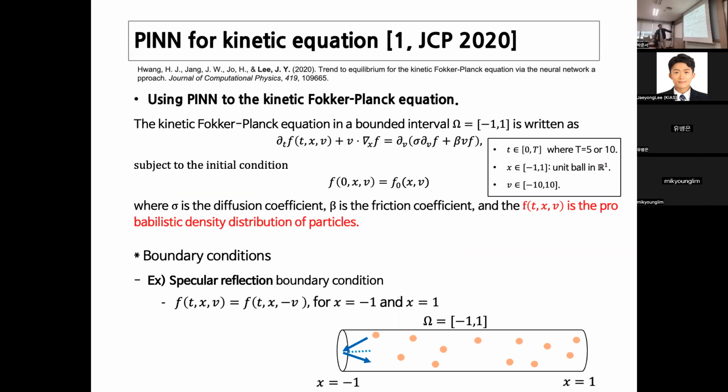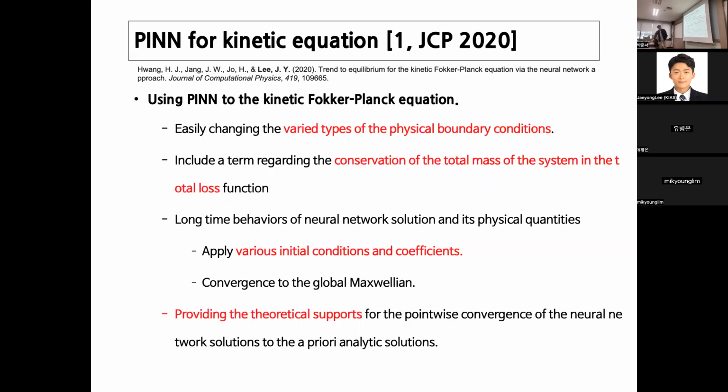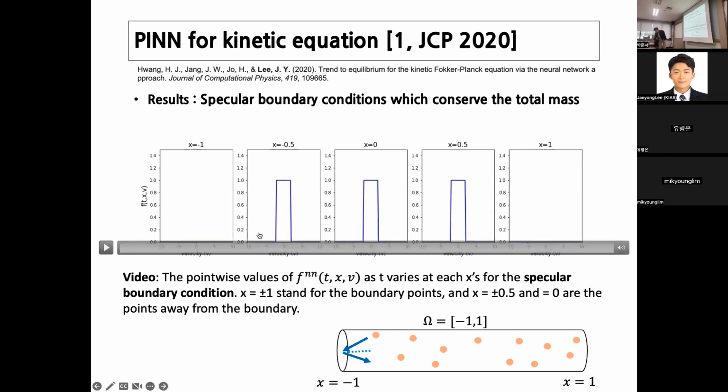And we also already know that this equation has mass conservation. So if the particles reflect at each boundary, then the total number of particles will have no change. So we can take those terms as loss functions to approximate this PDE solution. Also, I want to provide theoretical support for the pointwise convergence of this neural network solution to the a priori analytic solutions. So here is one result from my research.